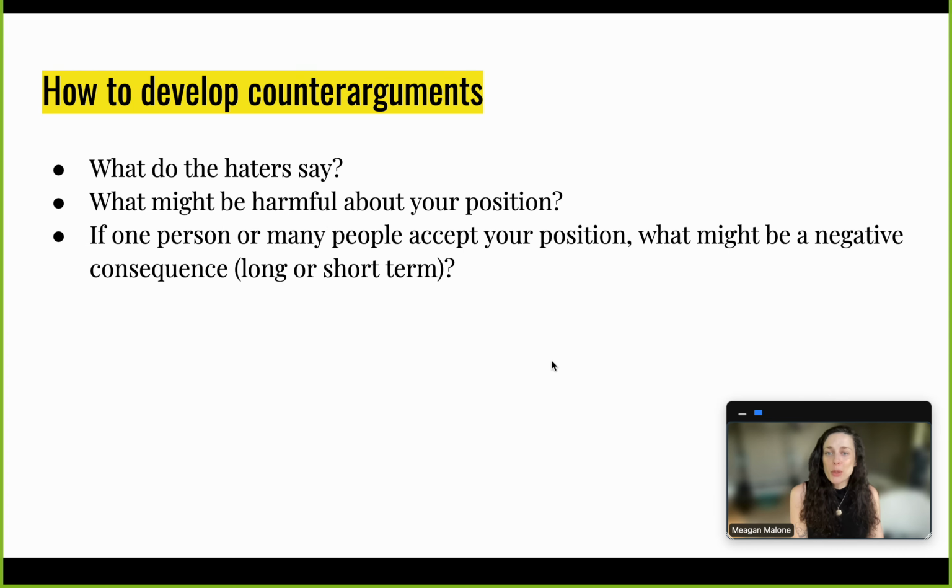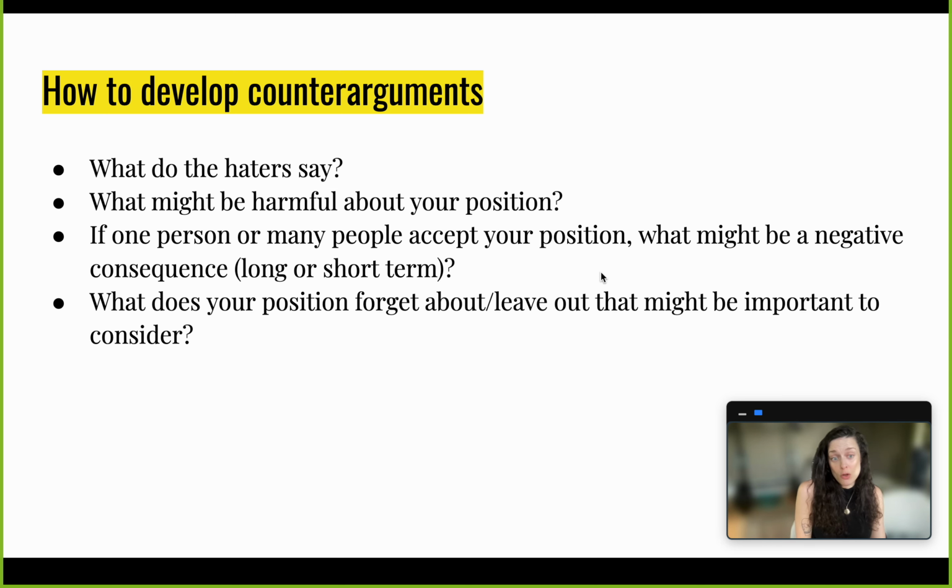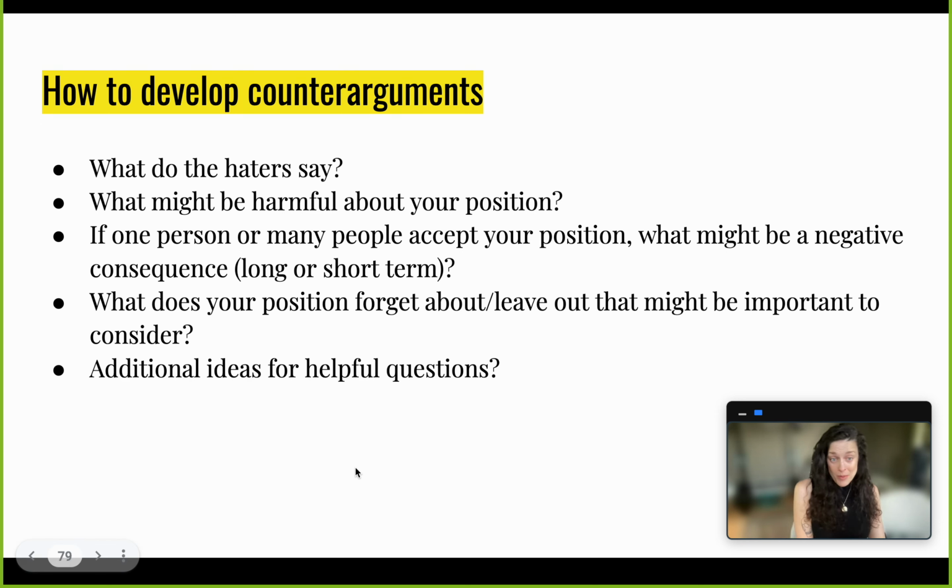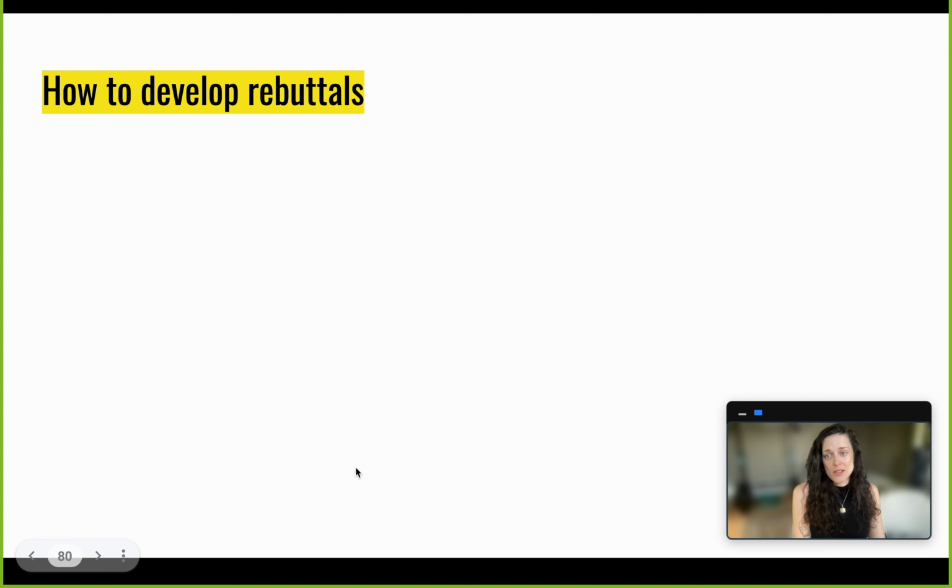Maybe you say, if a person accepted your position, if everybody decided to do what you said or believe what you suggested, what might be one problem that came up as a result of that in either the short or long term? Or what is something that your position does not take into consideration, that it leaves out? Or maybe other questions that might arise.